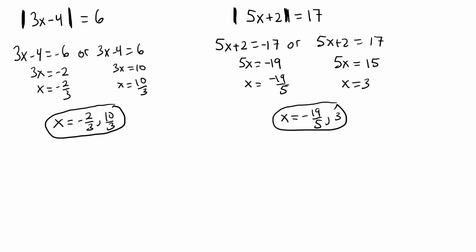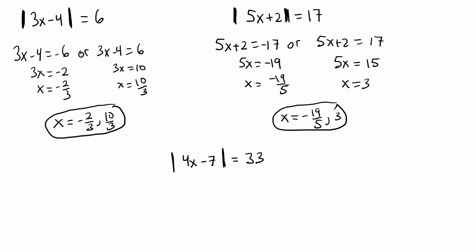Okay, so I'm going to give you one last one to try here. So the absolute value, oh, that's a really big absolute value. Let's erase that and try that again. So we want the absolute value of 4x minus 7 to equal 33. So pause the video and see if you can work that one out.